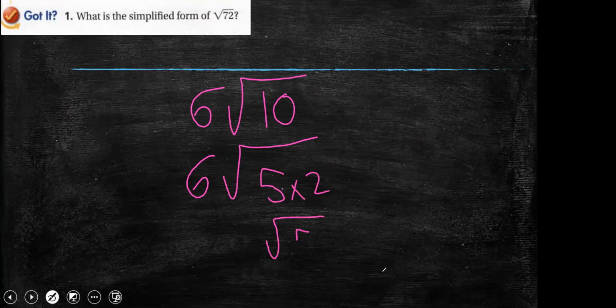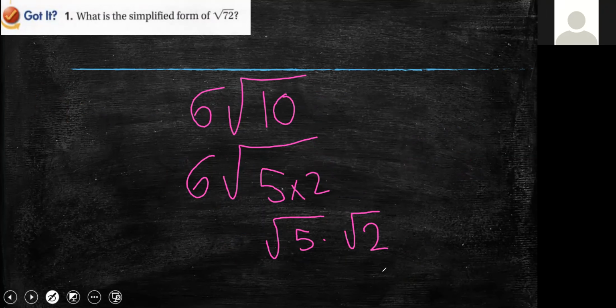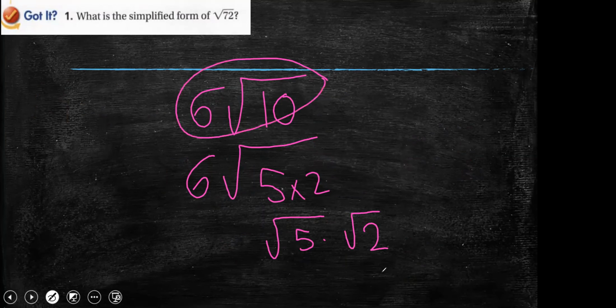Then square root of 5 times square root of 2. What is the square root of 5? There is no square root of 5. What is the square root of 2? There is also no square root of 2. So because of that, this is the simplified one. Because if you factorize it, you cannot make anything.